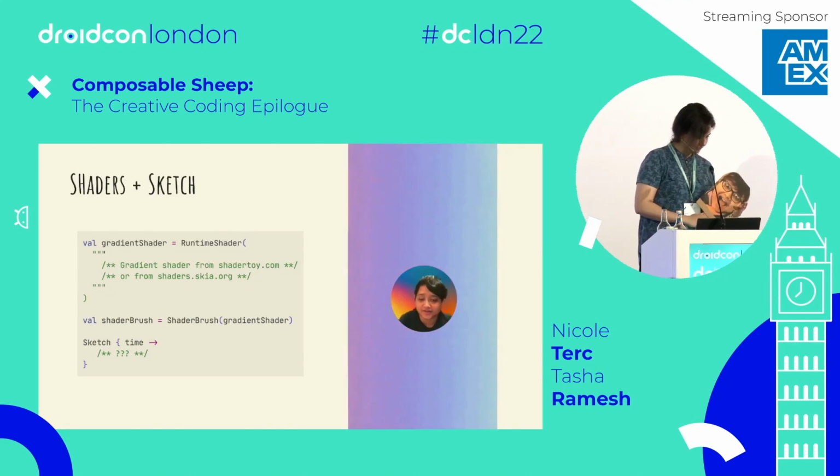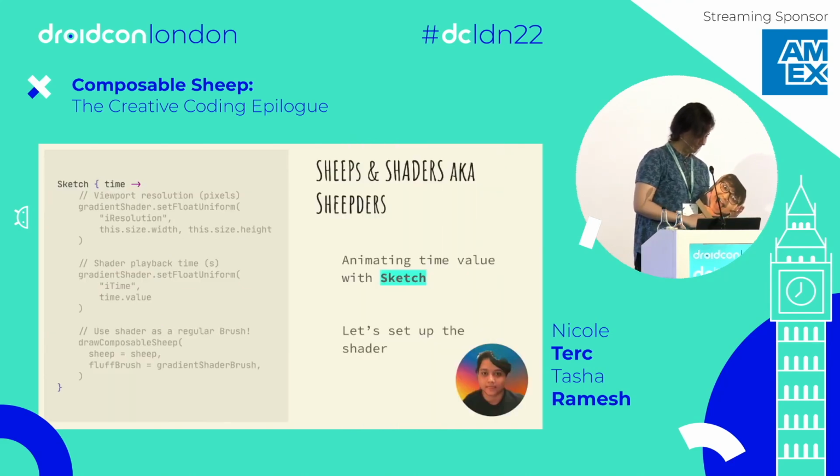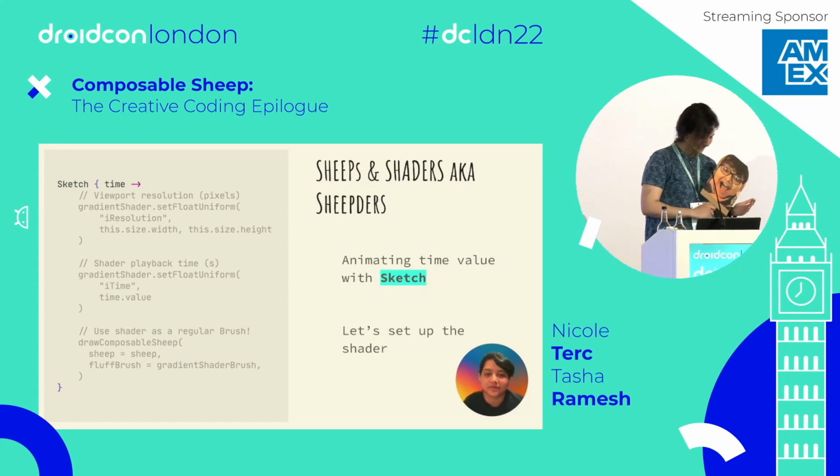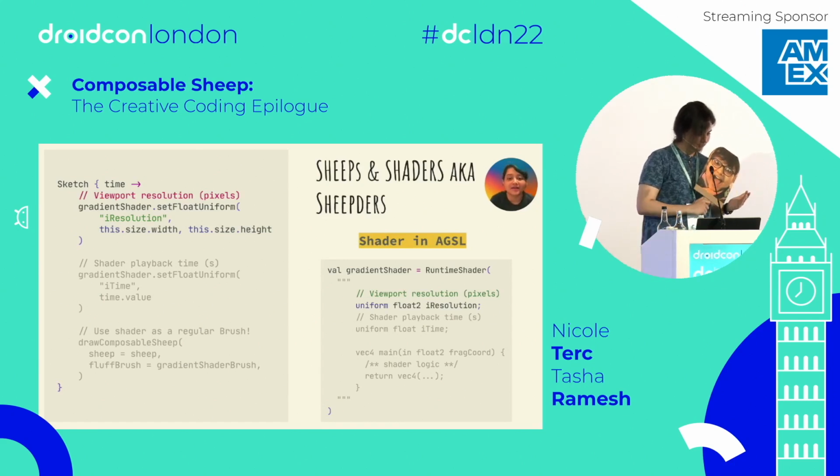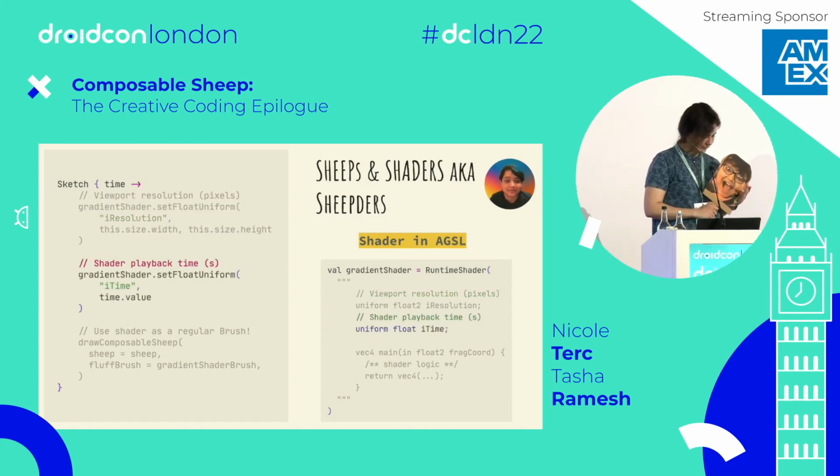So let's see how to paint our sheep with a shader brush and have it animate. Starting with our sketch composable that gives us an animating time value, we'll need to set up a few properties on our shader for it to render and animate. The shader will expect a few things to be set from the outside world. One of the most important things is the viewport resolution, or the eye resolution property, as the shader calls it. Since we're in the context of a drawscope body, the dimensions of our sheep are readily available, so we can set the eye resolution property on the shader using the width and height properties of the drawscope. Next, we'll want to pass the animating time value into the shader as well via the eye time property.